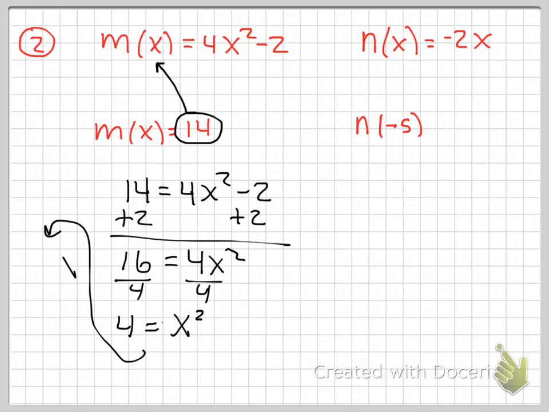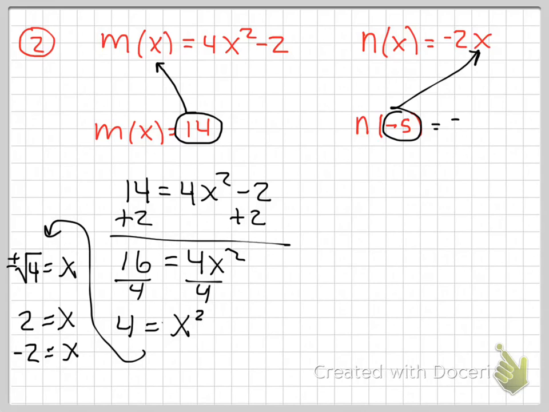To get rid of the x squared, I got to take the square root. And remember, whenever you take the square root of both sides, you have the positive and the negative. So in which case, x is going to equal 2, and x is going to equal negative 2. Part B, they are giving us the input, so I just put that in for the x value. So plug in negative 5, I'm going to have negative 2 times negative 5. Well, negative 2 times negative 5 is 10.